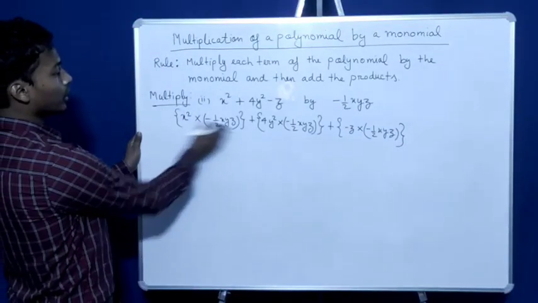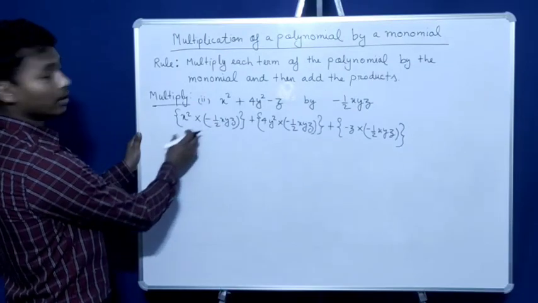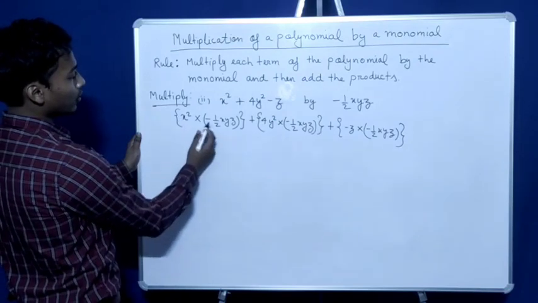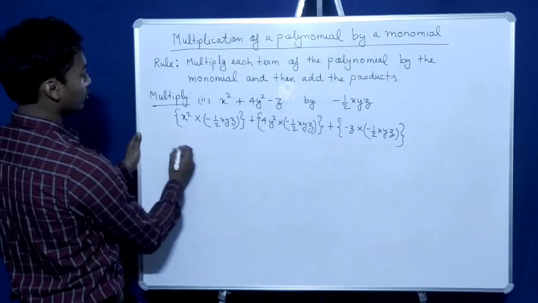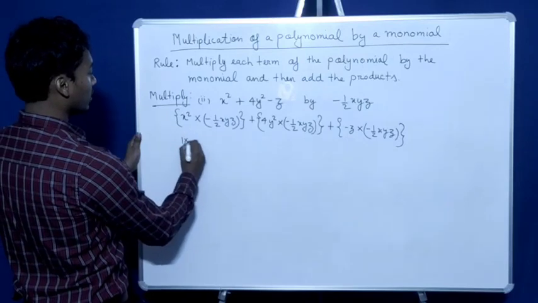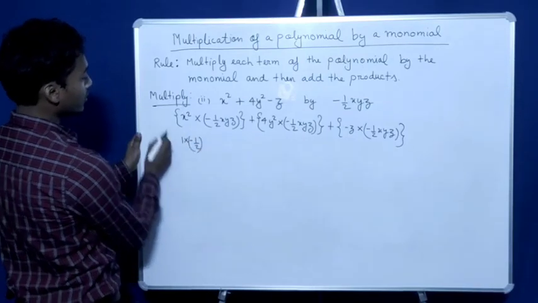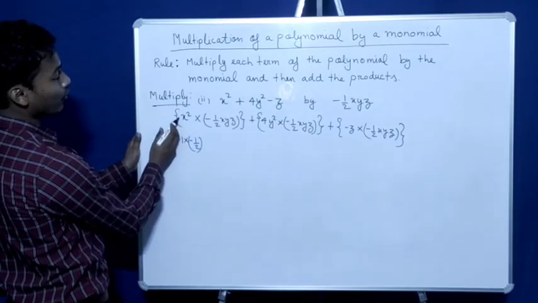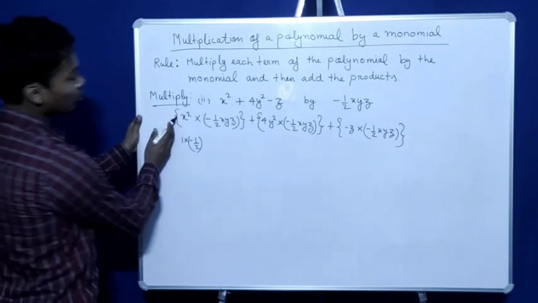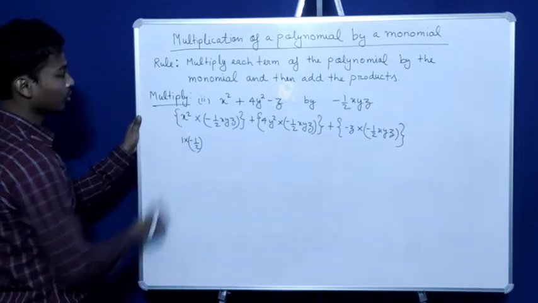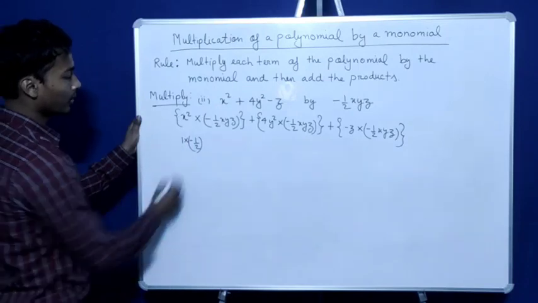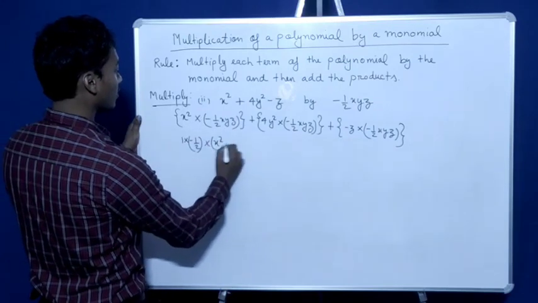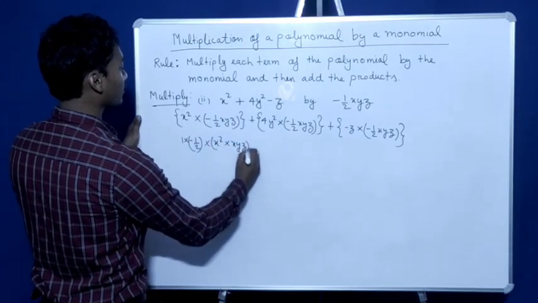Okay, now we can multiply them as single terms, right? So here what is the numerical coefficient? 1. What is the numerical coefficient here? Negative 1 by 2. So 1 times negative 1 by 2. So always remember, when no numerical coefficient is given, we'll assume the numerical coefficient to be 1. So the numerical coefficient here is 1 multiplied by the variable coefficient, that is x square times xyz.